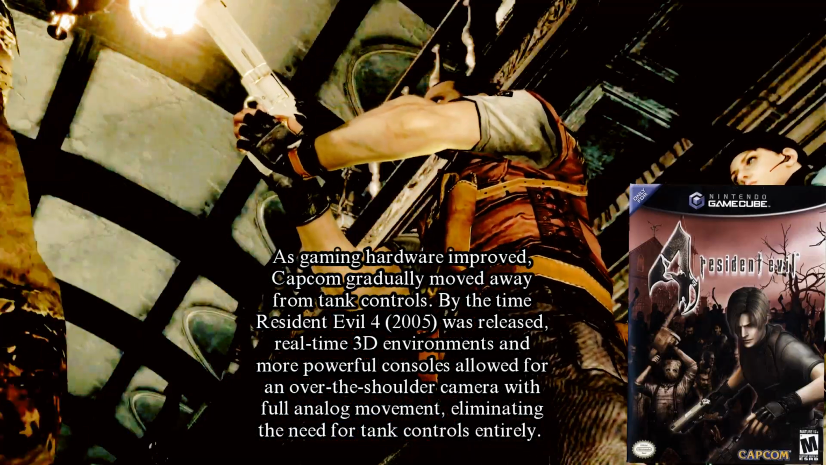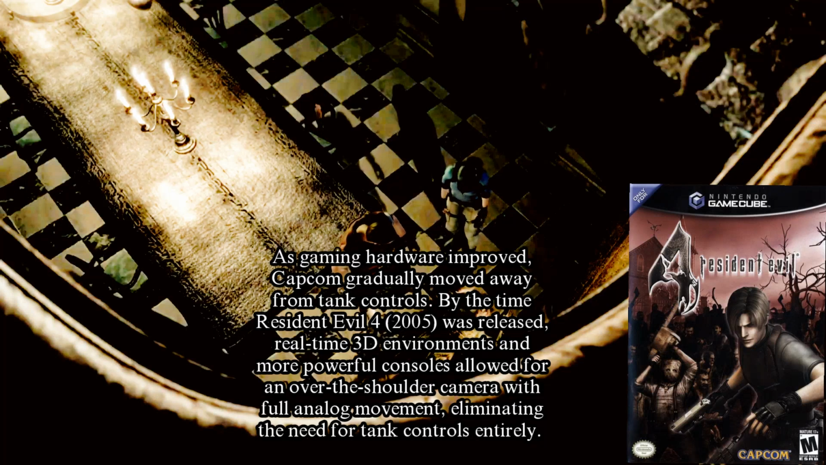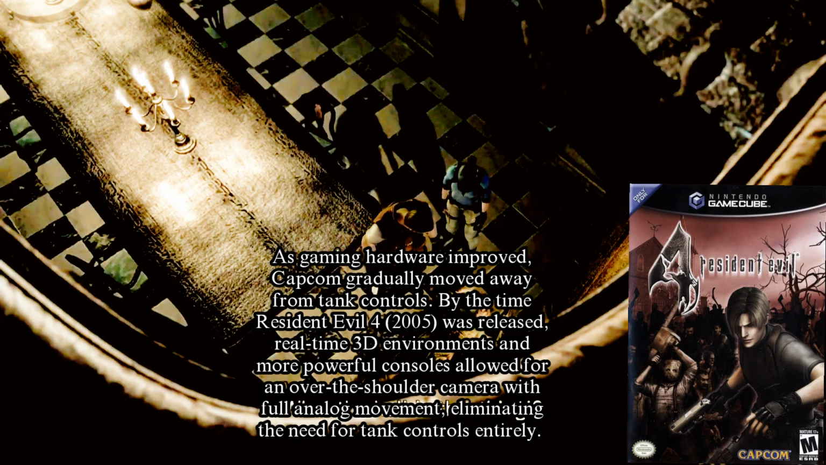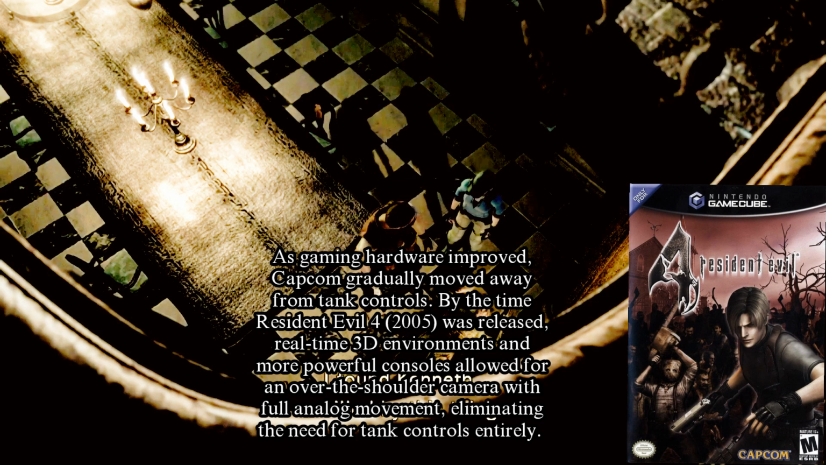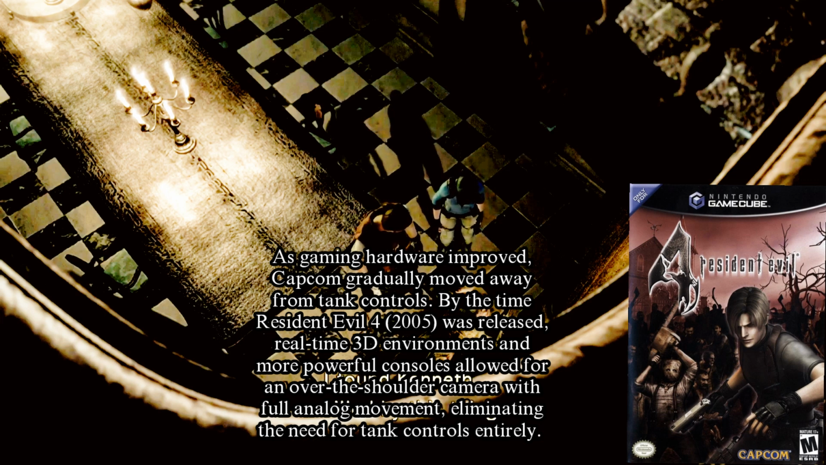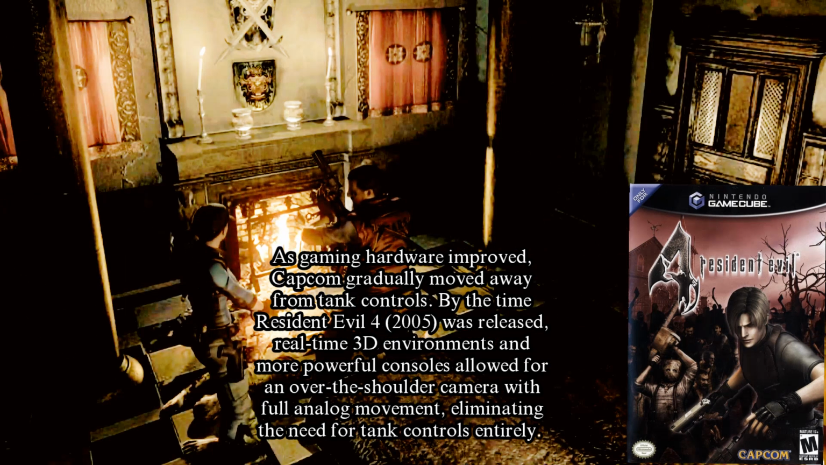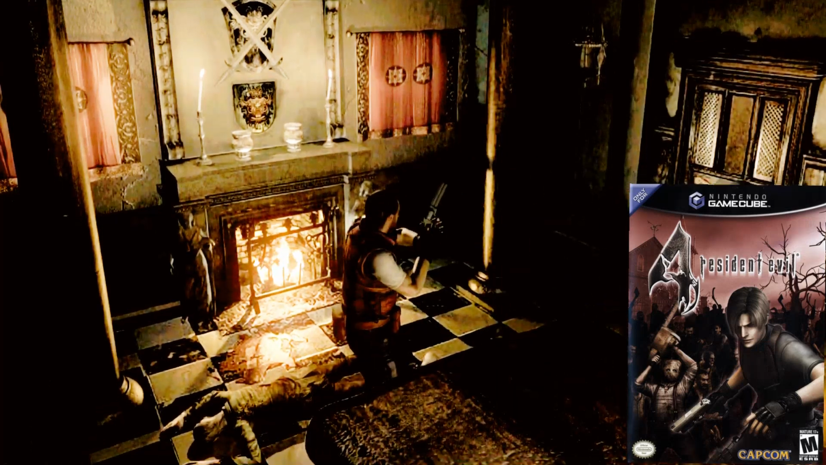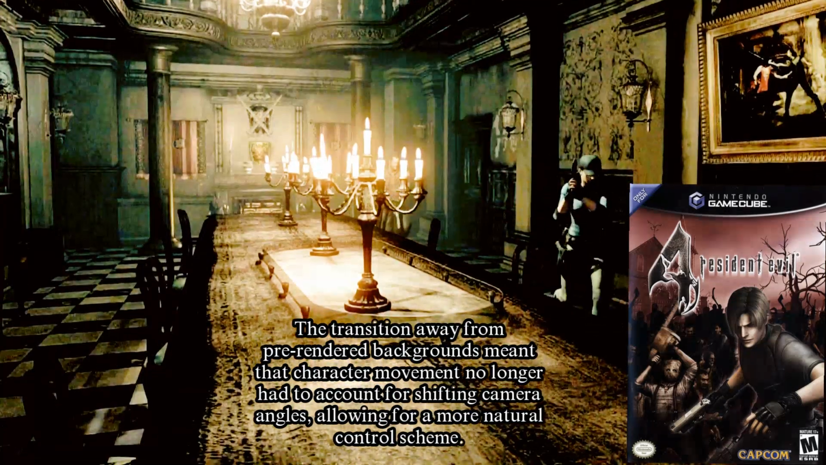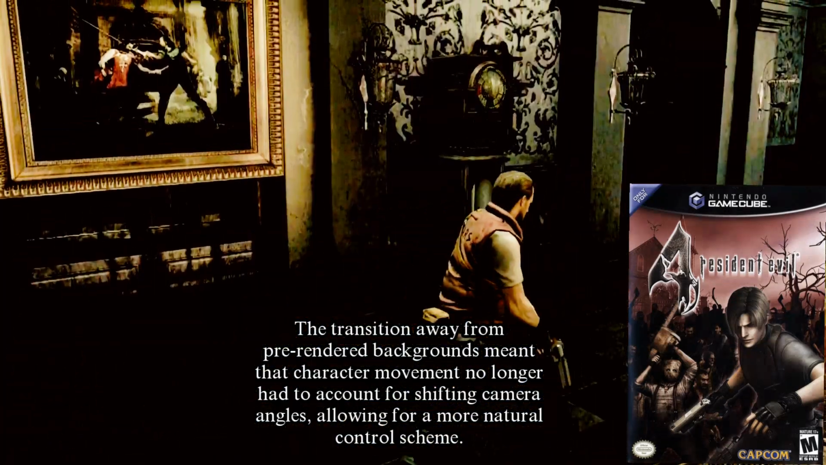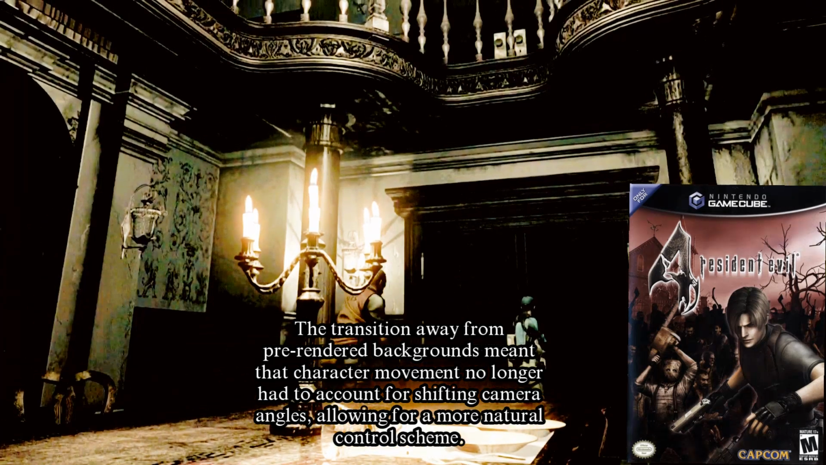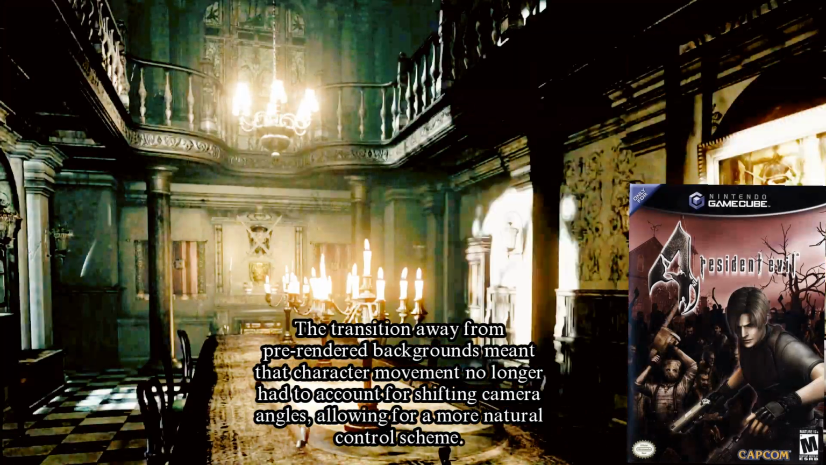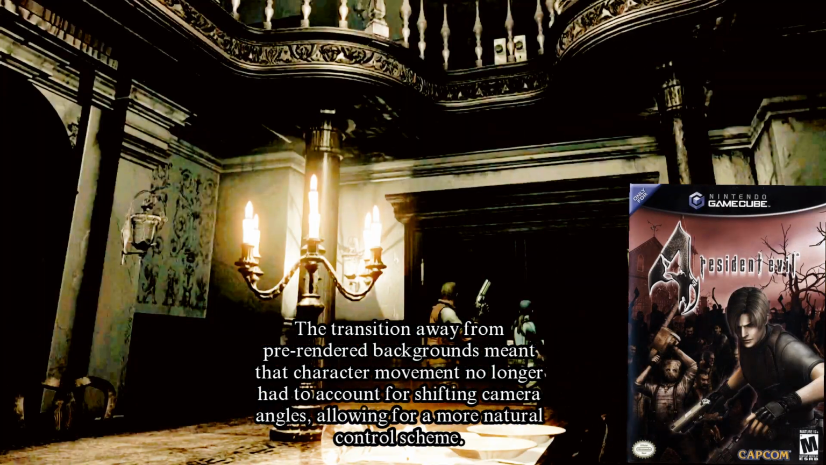By the time Resident Evil 4 was released in 2005, real-time 3D environments and more powerful consoles allowed for an over-the-shoulder camera with fully analog movement, eliminating the need for tank controls entirely. The transition away from pre-rendered backgrounds meant that character movement no longer had to account for shifting camera angles, allowing for a more natural control scheme.